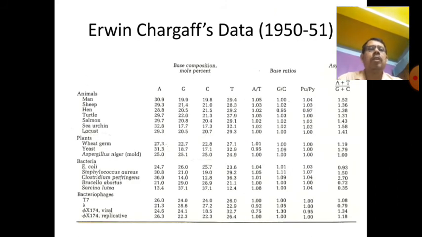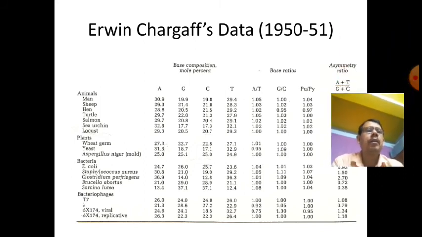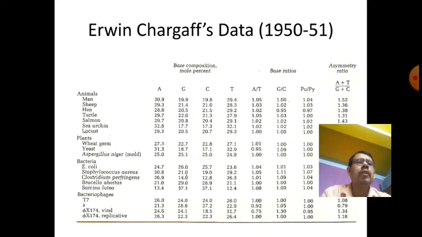And these are Chargaff's rules. Just you see it, you can understand it, carefully see it, which is in case of man, sheep, turtle, and the animal, plant, and bacteria all are G and C. The base pairing, mole percent, base ratio and symmetry ratio, all this is given in the chart.